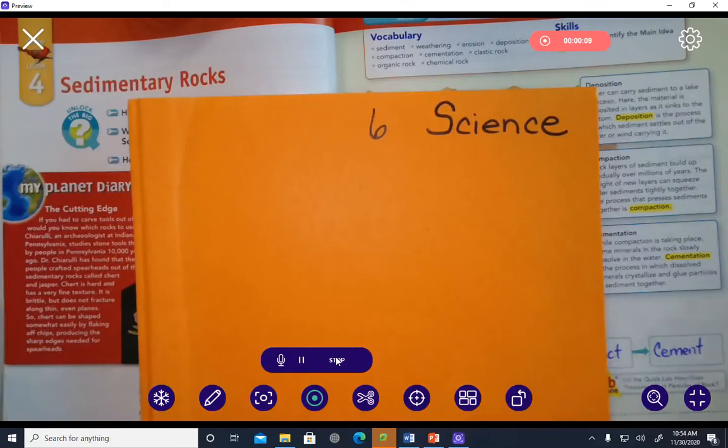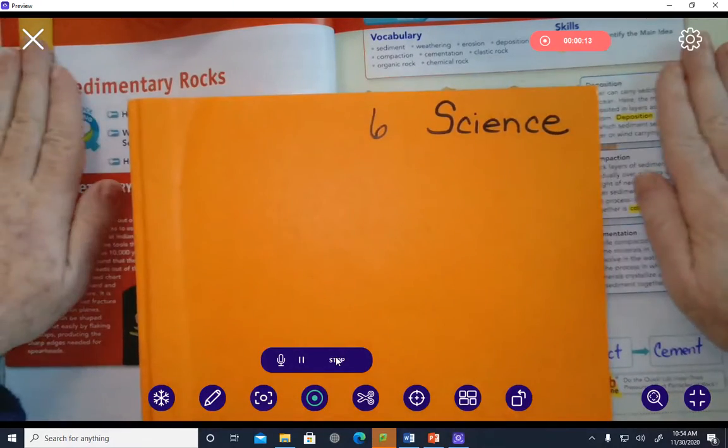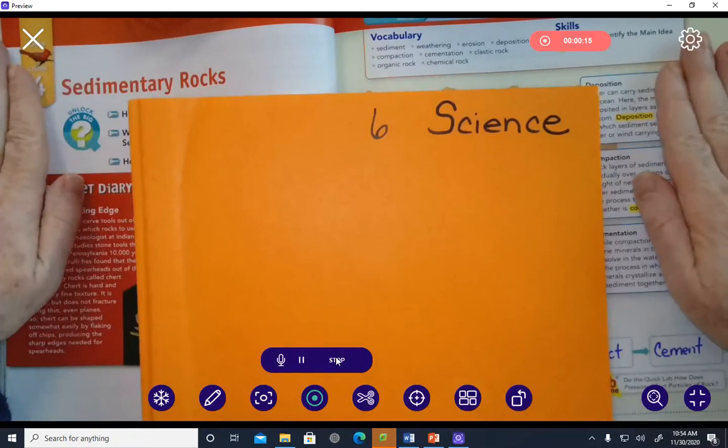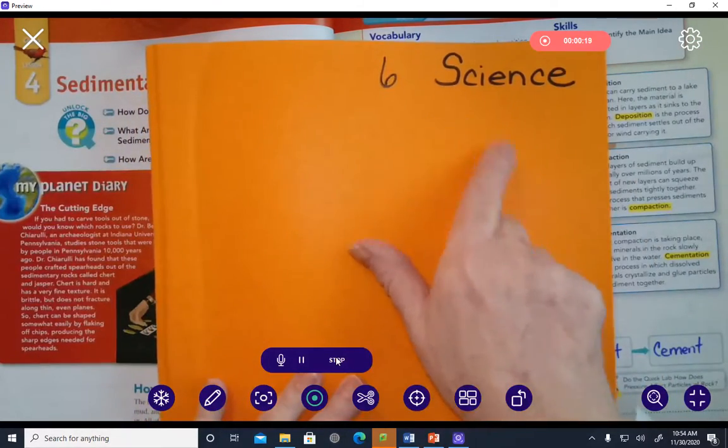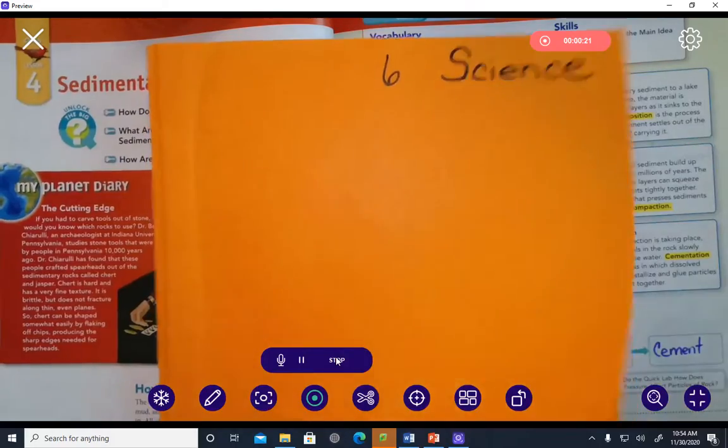Today's lesson, we're supposed to go over notes really briefly and then answer and highlight some of the things from our section on sedimentary rocks. So I'm just going into your science folder to show you what you should have.